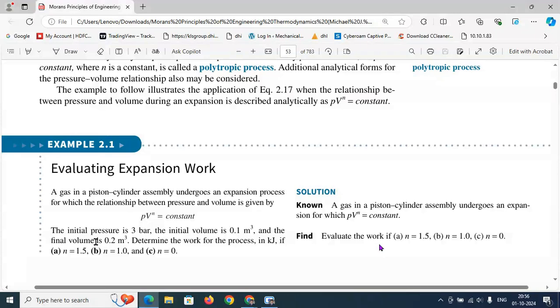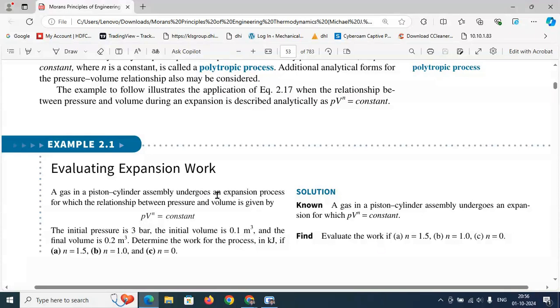And the final volume V2 is given. See now, only one value of P is given, the initial pressure. Final pressure we don't know. Next, V1 is given, 0.1 meter cube, and the final volume is 0.2 meter cube. V1 and V2 both are given. So whether the work done will be positive or negative, we'll see, because it is an expansion process. So based on the magnitude and sign, we have to tell whether work is done on the system or by the system. Next question is, determine the work for the process.